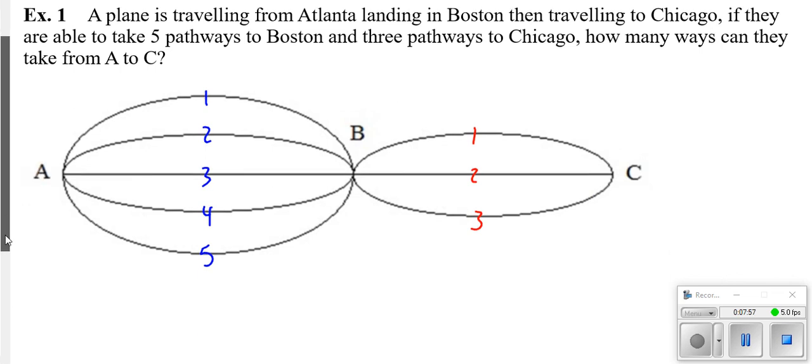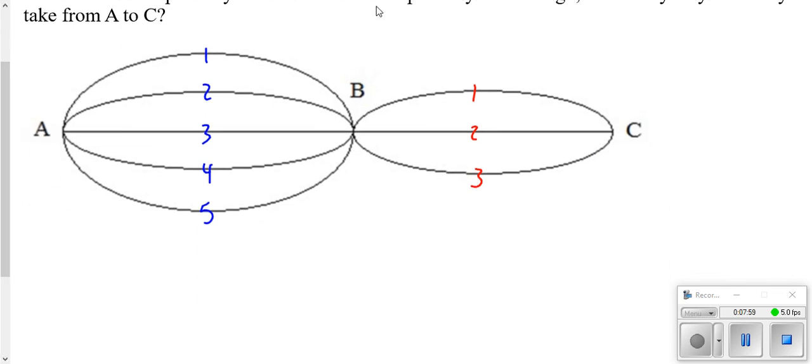So how many ways can we do this? FCP is going to help us out here. We got blank times blank here. So we'd have 5 options from A to B, and of course 3 options from C to D, giving us a grand total of 15 flight routes that this airplane can use.